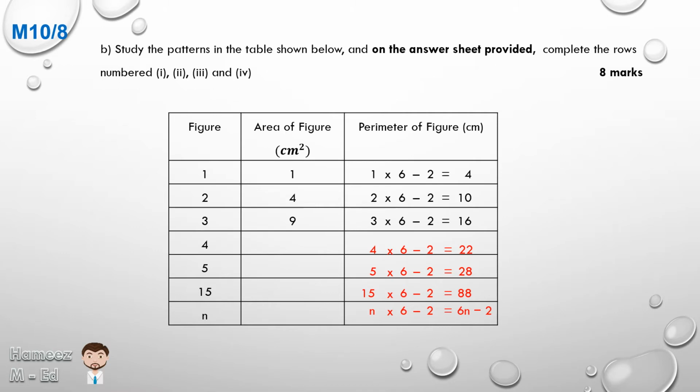As such, for figure 4, it will be 4 squared, which is 16. Figure 5, 5 squared, which is 25. Figure 15 would be 15 squared, which is 225. And we have calculators in our exam, so we can use them. And figure n will be n squared.